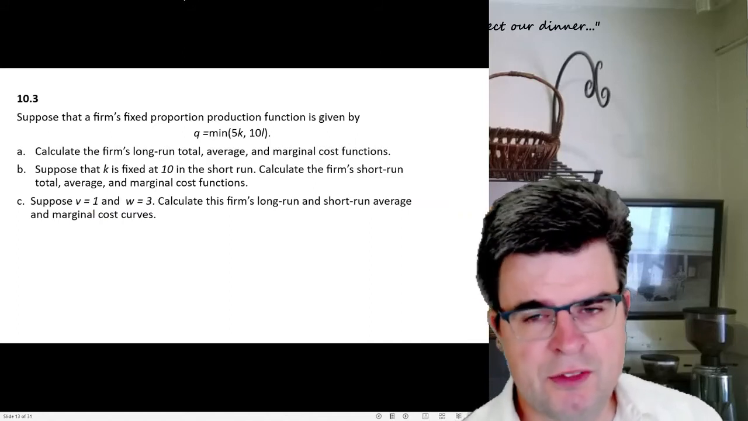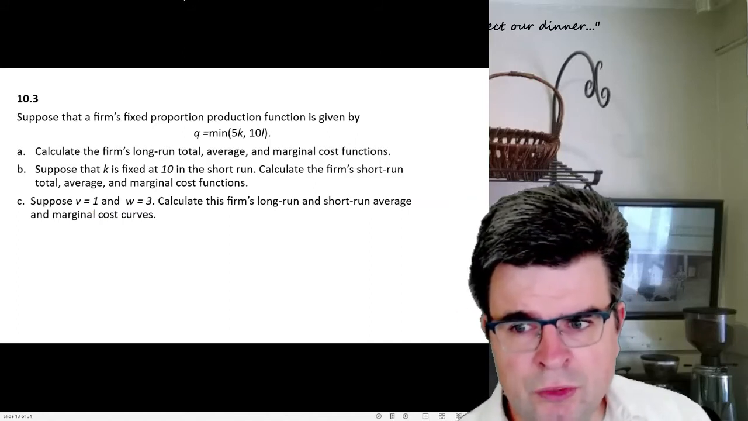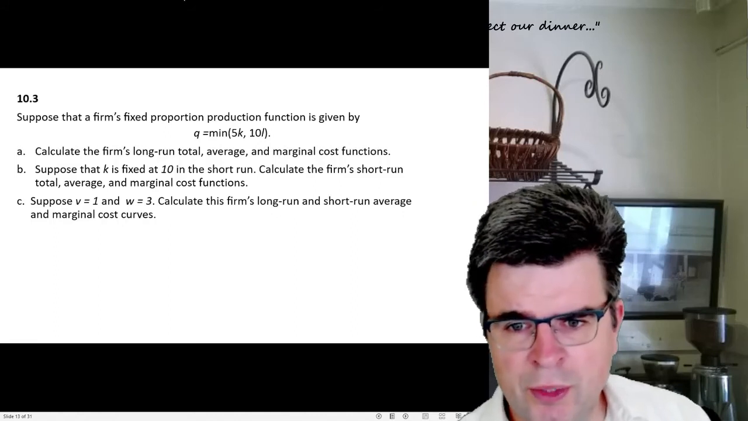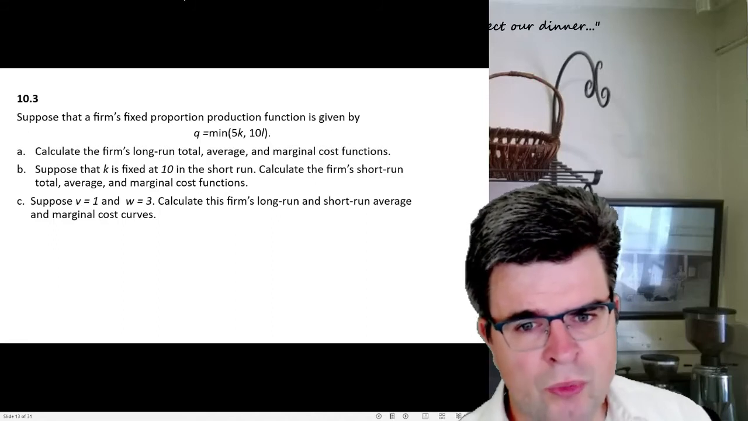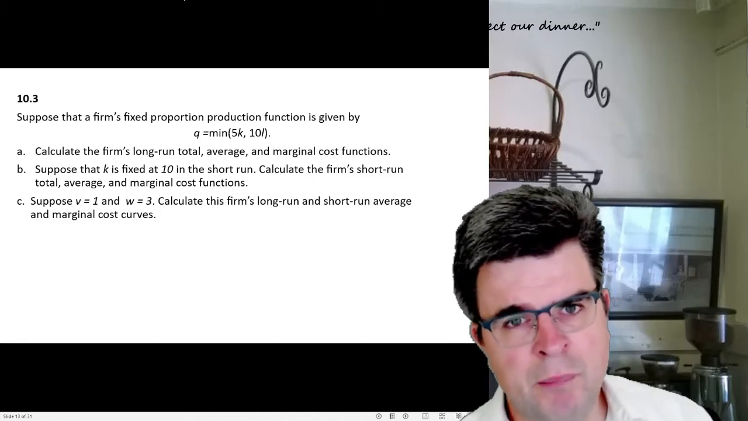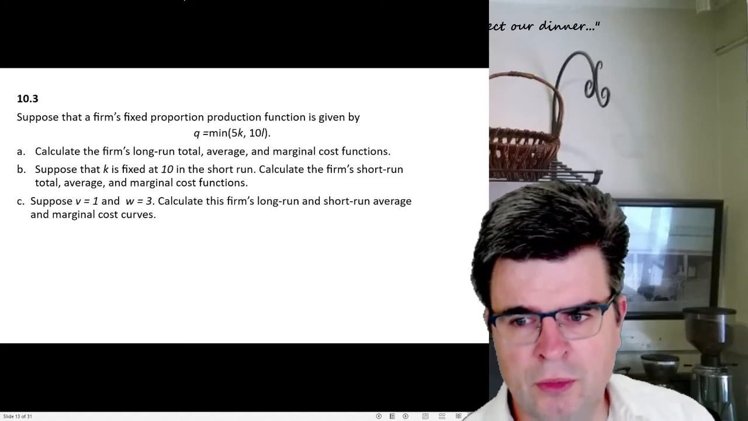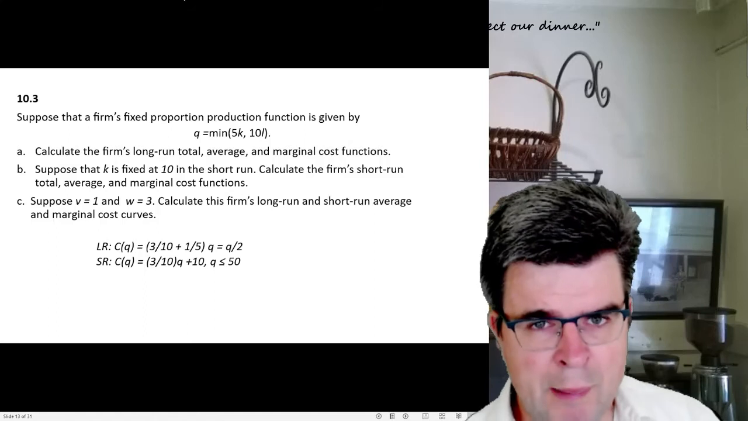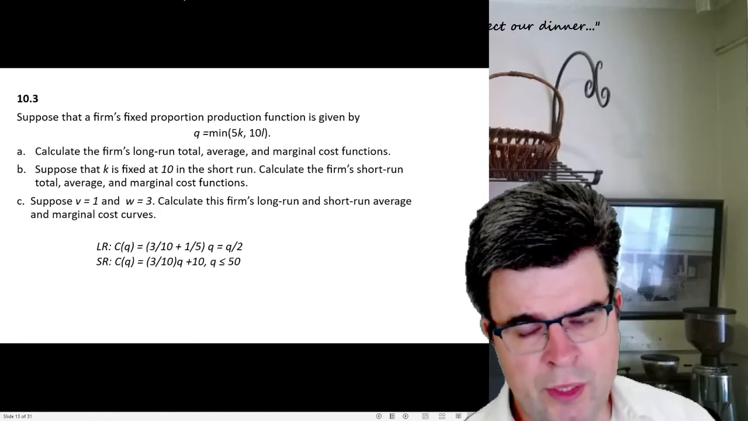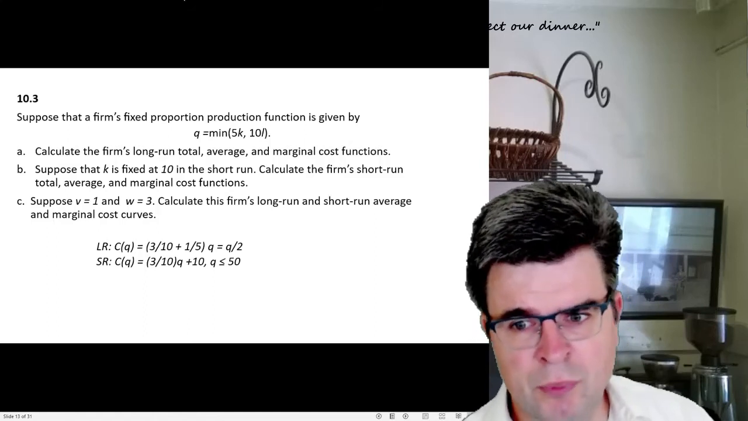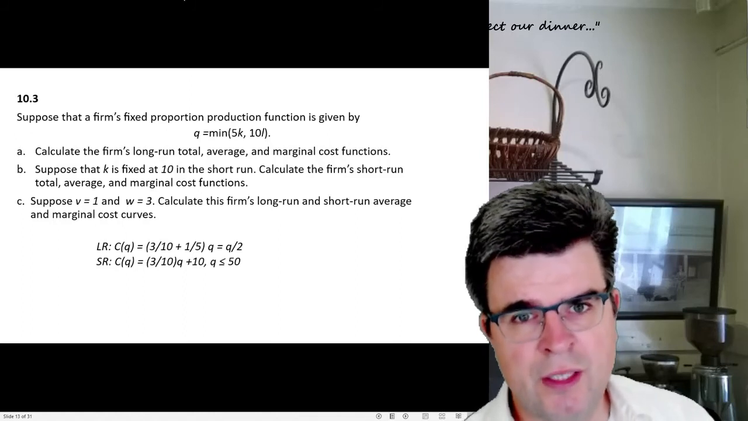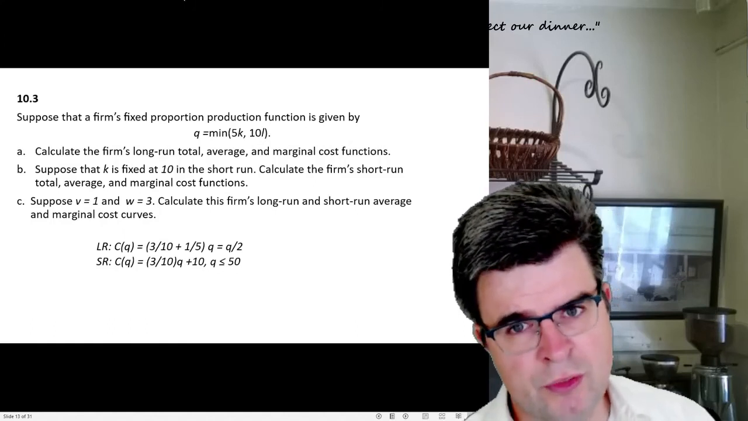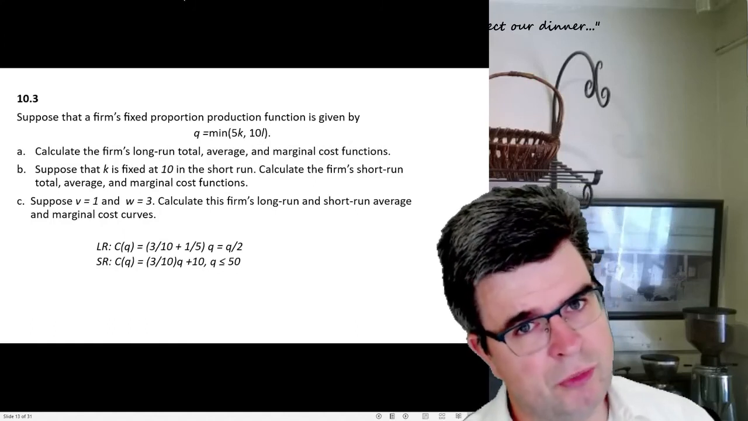Then in exercise C, we are given that the cost of labor, that's the wage rate, is 3, and the cost of capital is equal to 1. Calculate the firm's long run and short run average and marginal cost curves. So we continue in a similar vein. In the long run, both labor and capital are flexible. So we continue with the expression that we derived in question A, plug in the values for V and W, and the long run cost function equals 3 over 10 plus 1 over 5 times Q, which reduces to Q over 2.